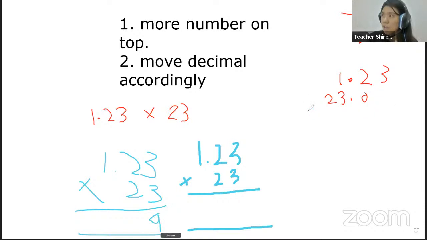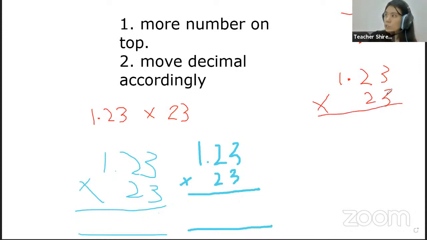However, if it's times, you don't need to do that. Just put the number with more digits on top, not the bigger value. You see, this is bigger value, but you don't care about it. More digits is put on top, less digits you put on the bottom. So you just times accordingly.